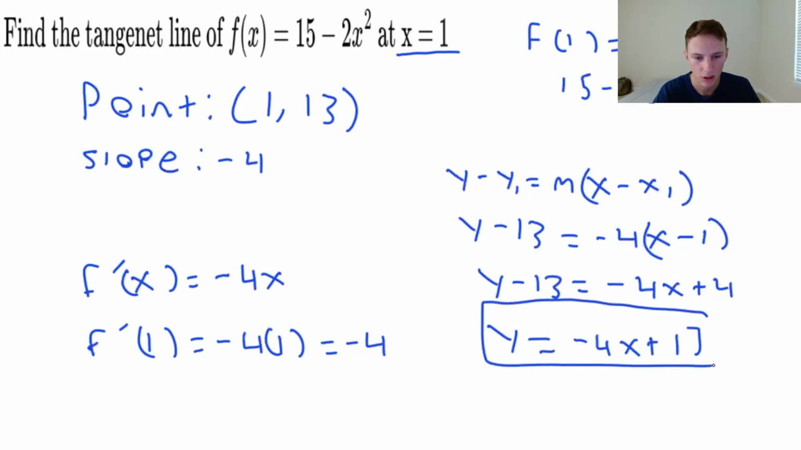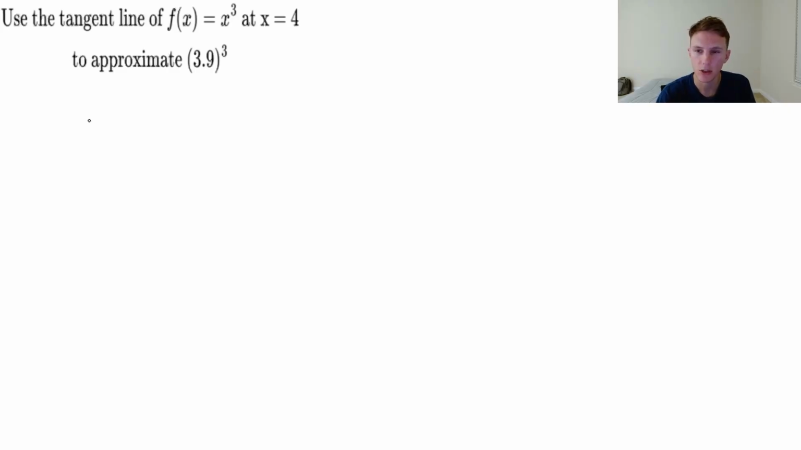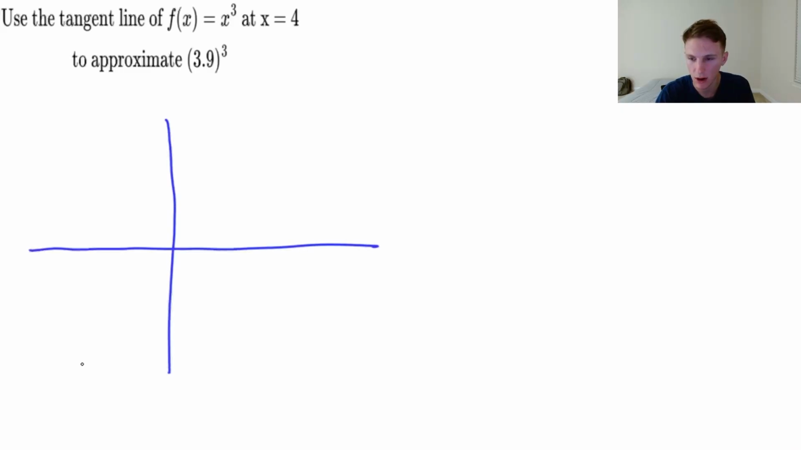That is your answer. All right, so for this next one, we're going to use the tangent line to approximate values of a function that might not be easy to do without a calculator. So I'm going to draw the logic behind this. We have this function x cubed. It'll look something like this when it's graphed out. It'll go like this. And we want to estimate what it is at 3.9 cubed using the tangent line at x equals 4.